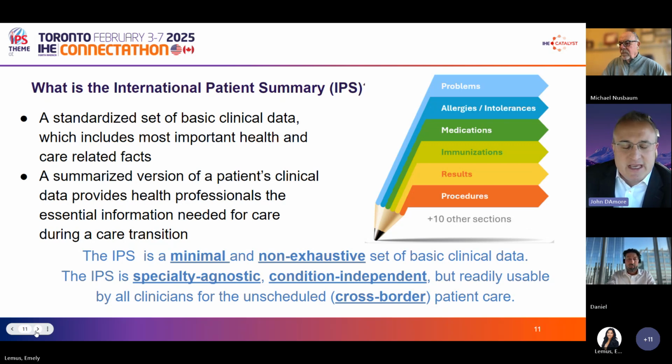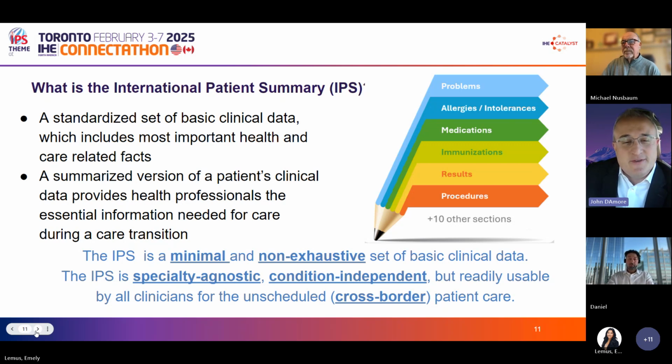The primary use case for the IPS, or the International Patient Summary, is for unscheduled and cross-border care. And that word cross-border is really important. So, a lot of people think about the IPS and they say, well, it has international in the name, so it really is only for some context where I'm getting international medical care or international travel. And the answer to that is no.